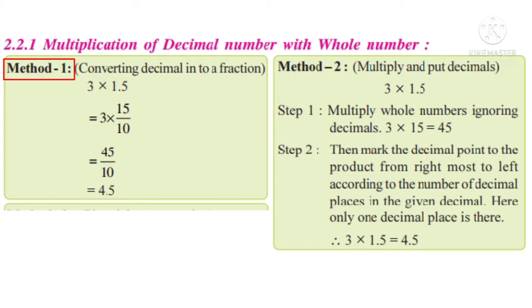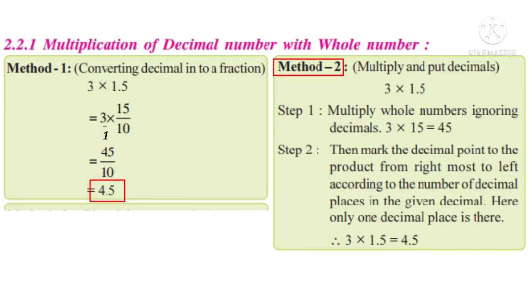Converting decimal into a fraction. 3 into 1.5. 3 can be written as 3 by 1 and 1.5 can be written as, observe that there is only one decimal place. So in the denominator put 0 after 1, that is 15 by 10. So in the numerator 3 into 15 is 45. In the denominator 1 into 10 is 10. So 45 by 10 is 4.5.